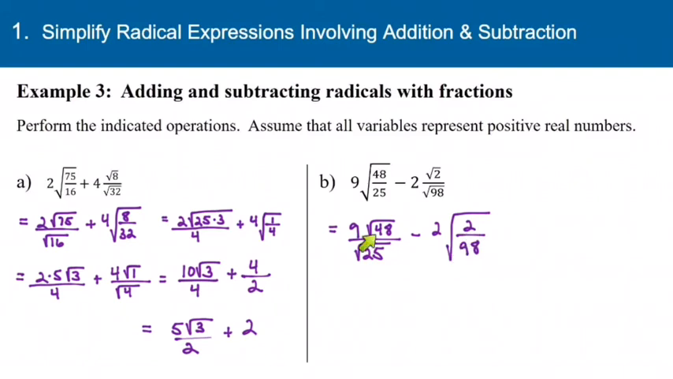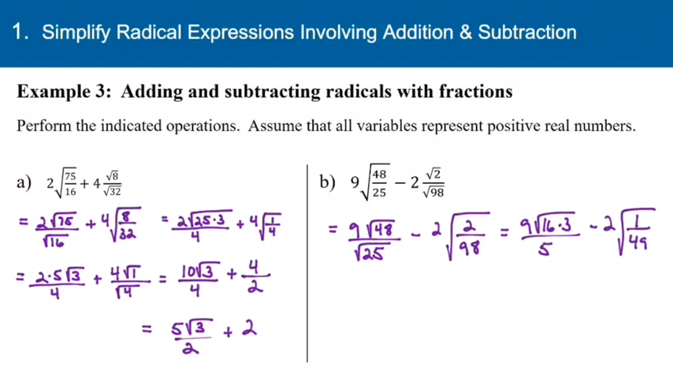Now, we'll think of 48 as 16 times 3. You can think of it as 6 times 8, but that's just going to make you have extra steps. The biggest perfect square that goes into 48 is 16. So let's go ahead and write 9 times the square root of 16 times 3, because 48 is 16 times 3. And in the denominator, the square root of 25 is 5. On the second term, the 2 over 98 reduces to 1 over 49.